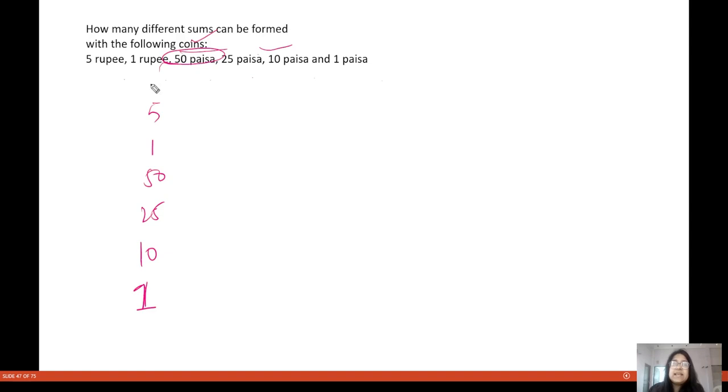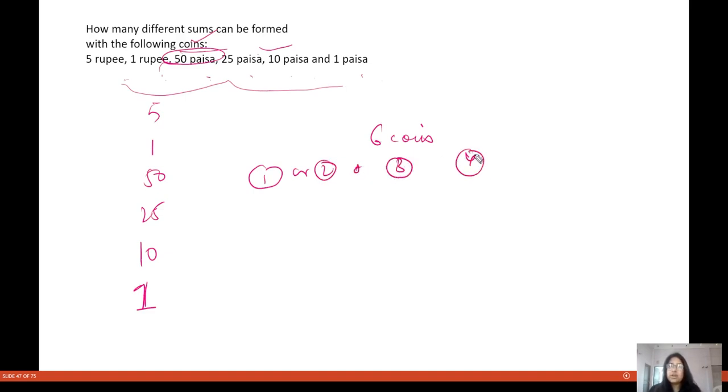See, basically these are 6 coins of different denominations. Now see what they are asking, basically: how many sums can be formed. Either you can select one coin, or you can select two coins, or three coins, or four coins, or five coins, or you can select all 6 coins.